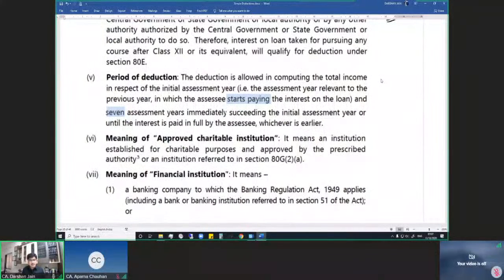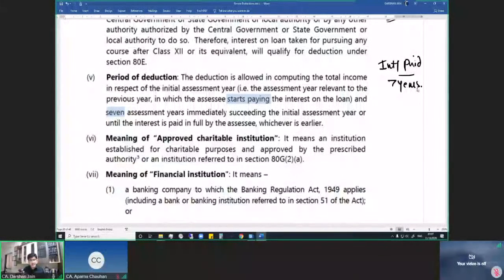The amount of deduction, there is no cap on the amount of deduction. The entire interest paid by the assessee would be available as deduction. The period for which such interest is available is 7 years, plus starting from the year in which the assessee starts paying the interest on education loan.